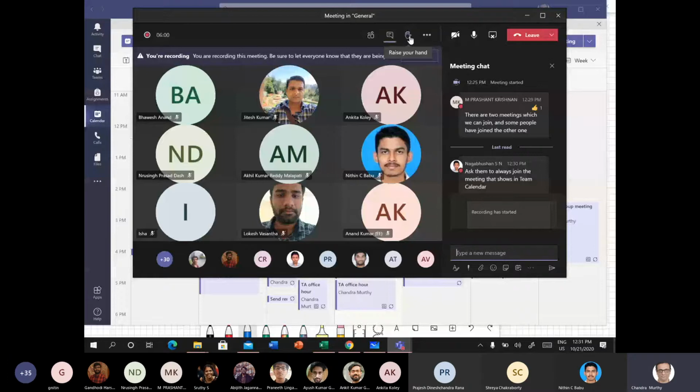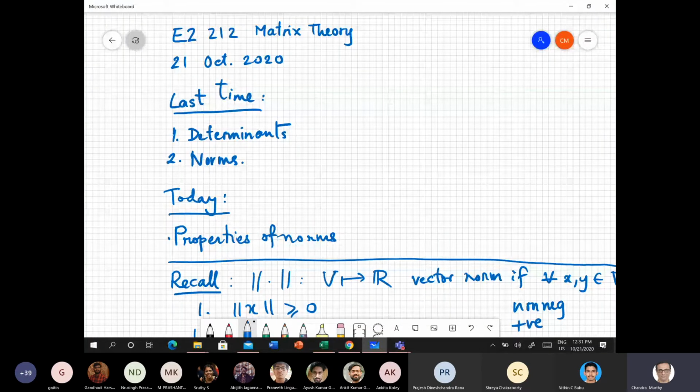Okay, so we'll begin. Last time we discussed a bit about determinants, and then we started discussing norms. Today we'll discuss several properties of norms.